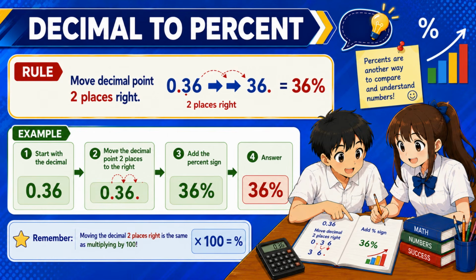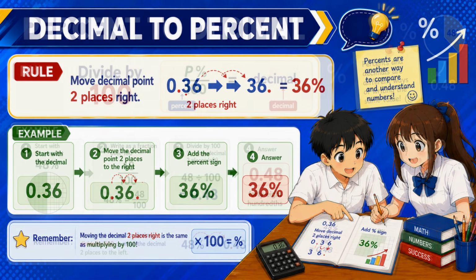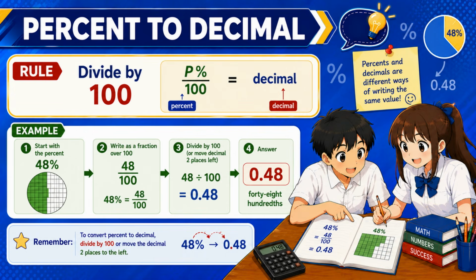To convert decimals into percentages, move the decimal point 2 places to the right. 0.36 becomes 36%. To convert percentages into decimals, divide by 100. 48% equals 0.48.